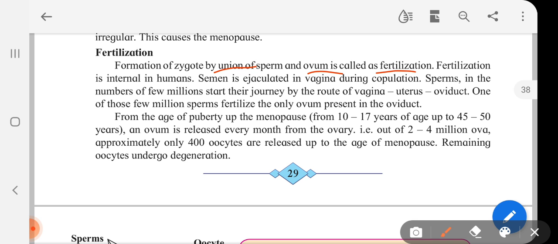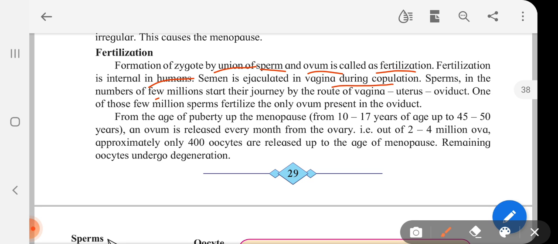It was told to you that even in plants there is a formation of zygote when the pollen grain reaches the egg cell in the ovum. Similarly, in humans, the union of sperm and ovum is called fertilization. Fertilization is internal in humans. Semen is ejaculated in the vagina during copulation, during the reproduction process.